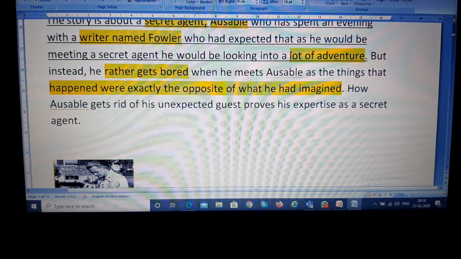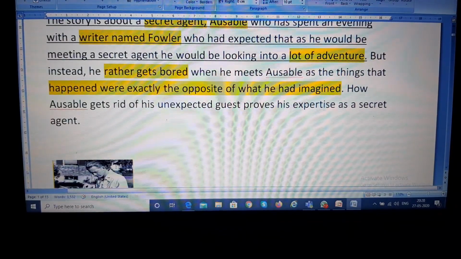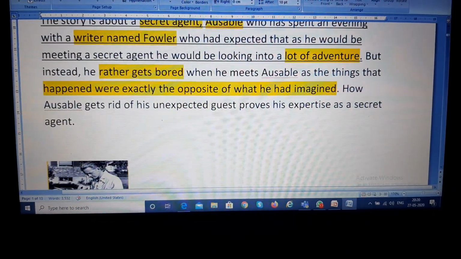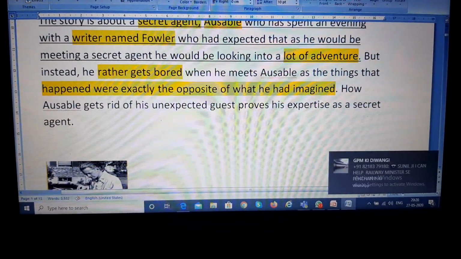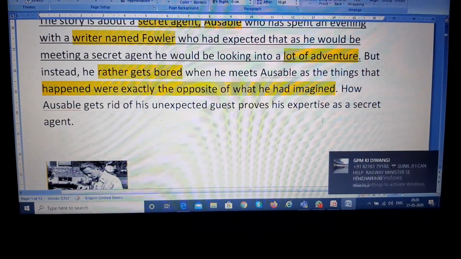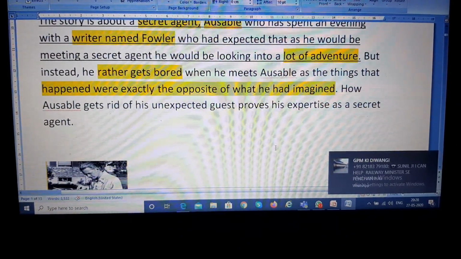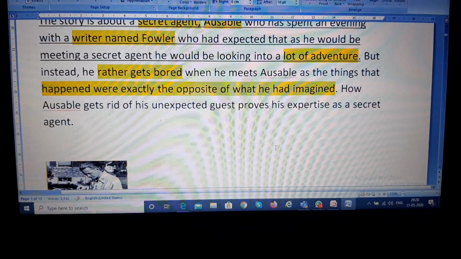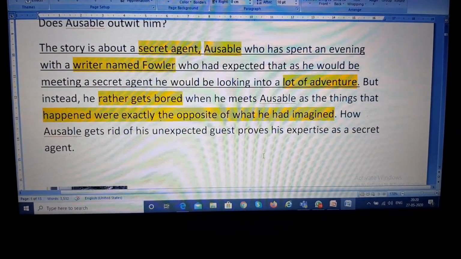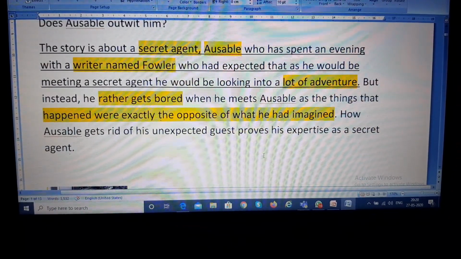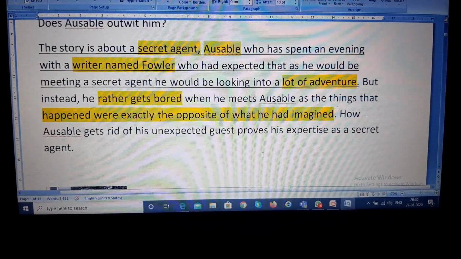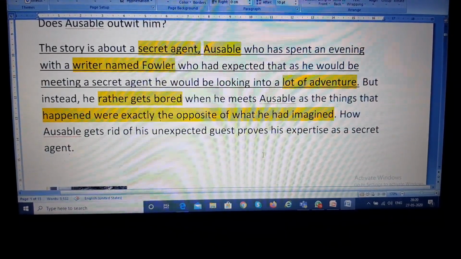Now, Fowler, who is a young writer, has already imagined the characteristics and features of a secret agent. And for that very reason, he doesn't find Ausable to be apt in his appearance and in his work, because he doesn't find Ausable at all similar to what he has imagined about a secret agent.